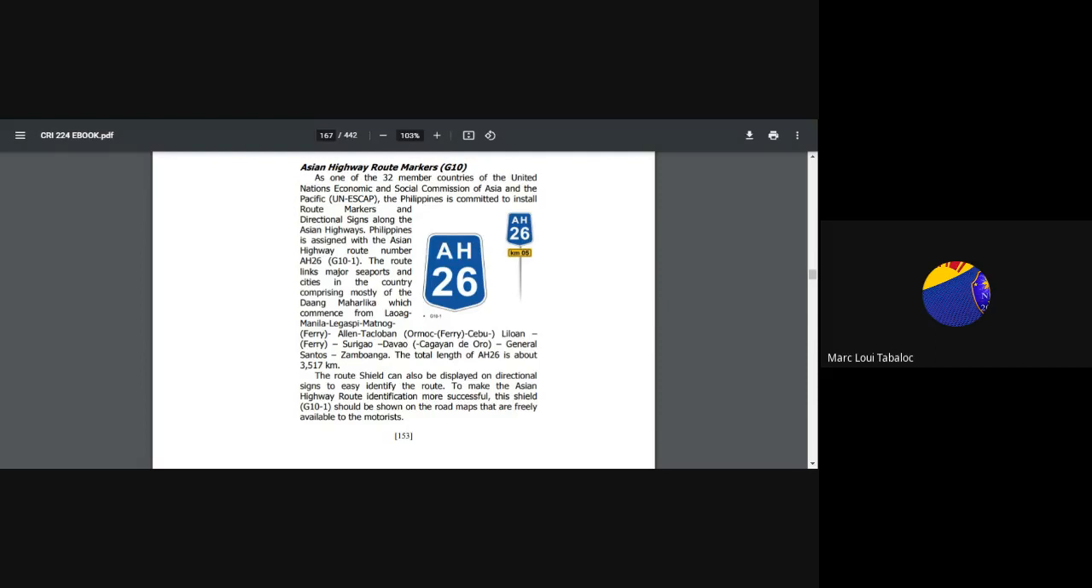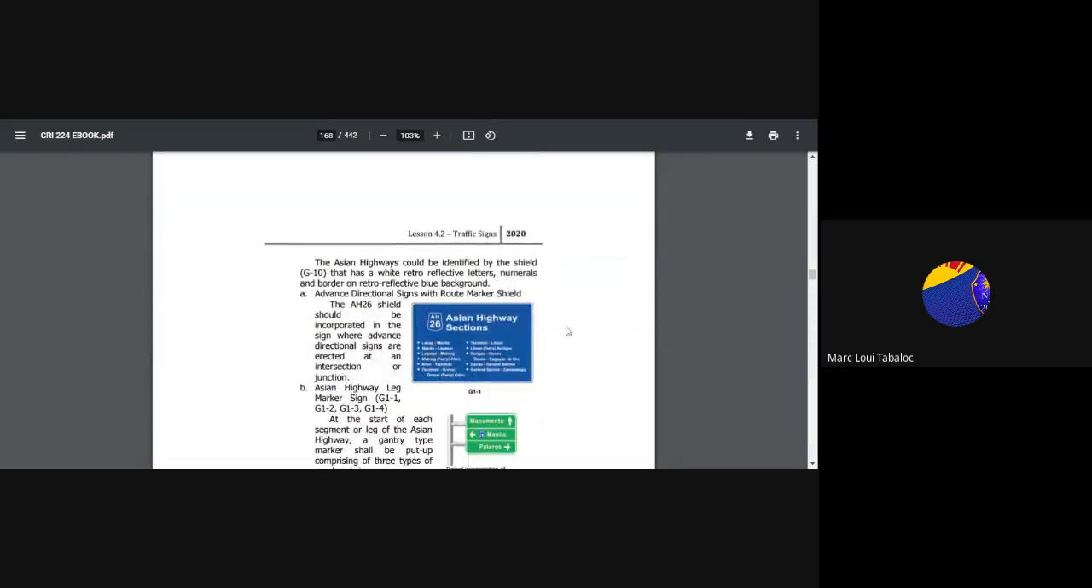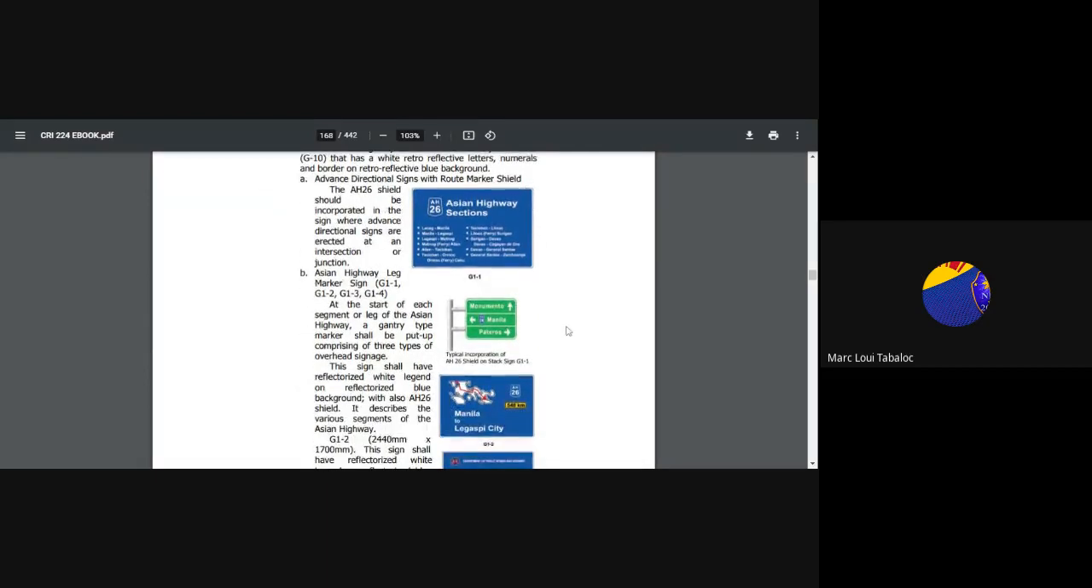Okay? If you are from Davao City, included there are the Bukidnon-Davao Highway and the whole MacArthur Highway, including the Philippine-Japan Friendship Highway or the Diversion Road. That's part of Asian Highway 26. You will see it, for example, in Buhangin; that's part of the AH26 classification.